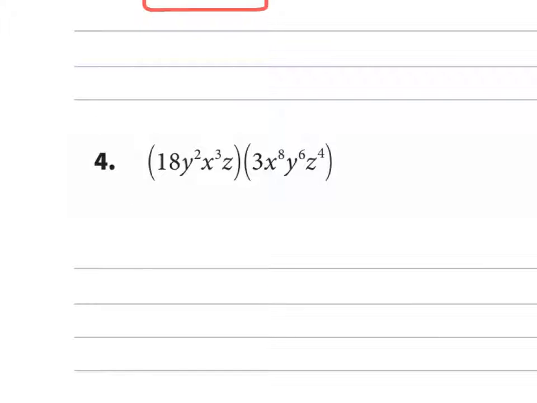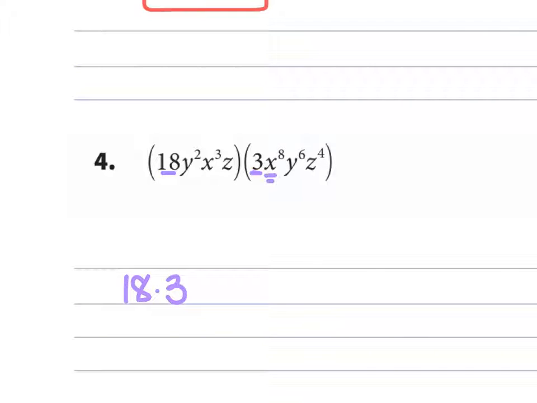For c, we have 18x squared y squared x cubed z times 13x to the 8th power, y to the 6th power, z to the 4th power. So we're going to keep these in alphabetical order. The 18 and the 3 we're going to multiply.